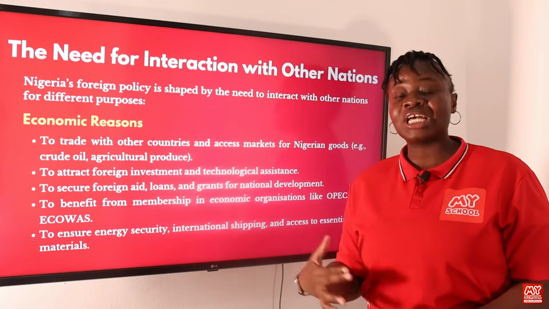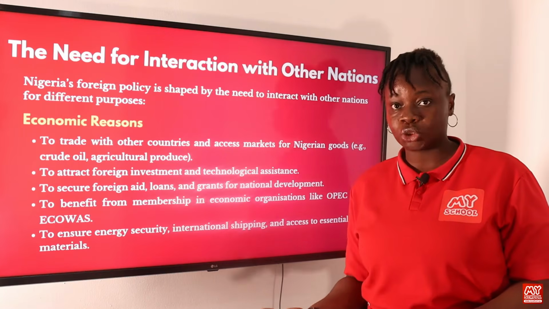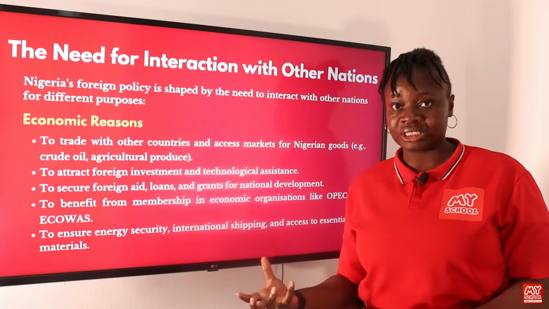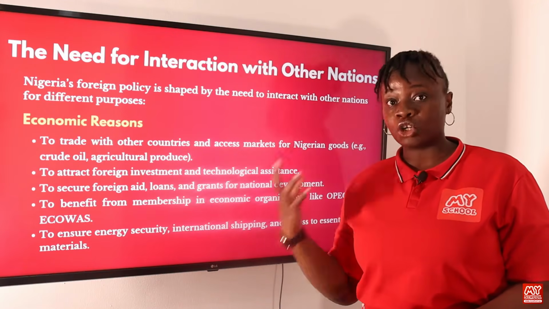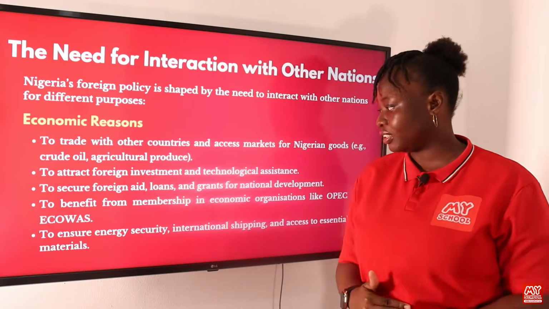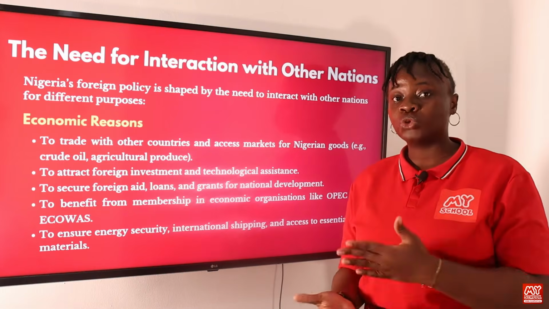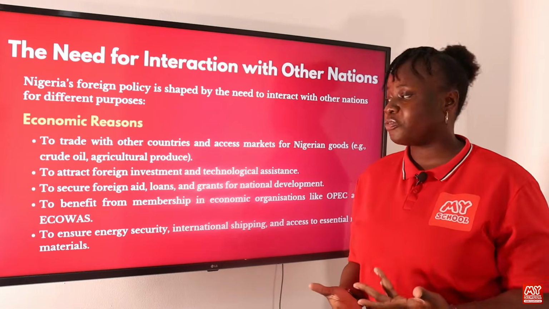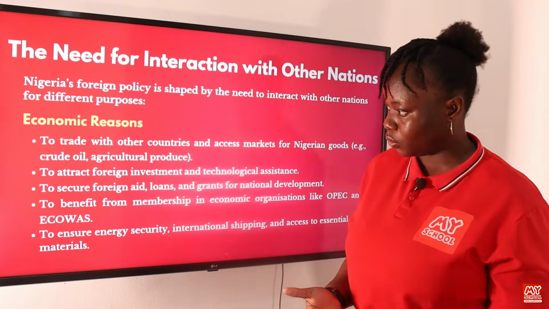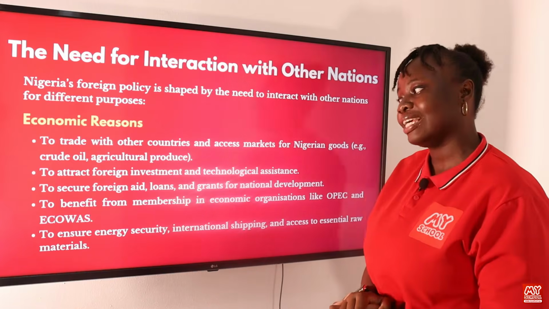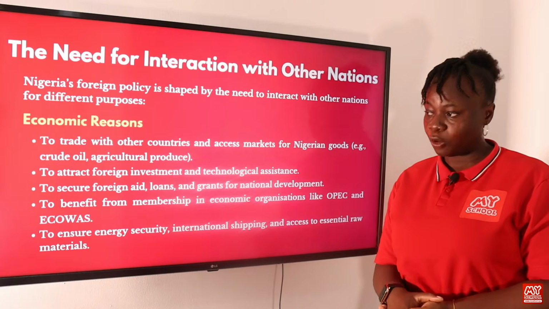So sometimes we do not have enough resources to develop our infrastructure within the country, and so we have to relate to other countries of the world who have those resources, who have the economic resources necessary to develop this infrastructure. We do not have some of this technological equipment that can help to ensure that we develop more revenue, and so we have to relate to other countries of the world. So another reason why we relate with other countries is to secure foreign aids, loans, and grants for national development.